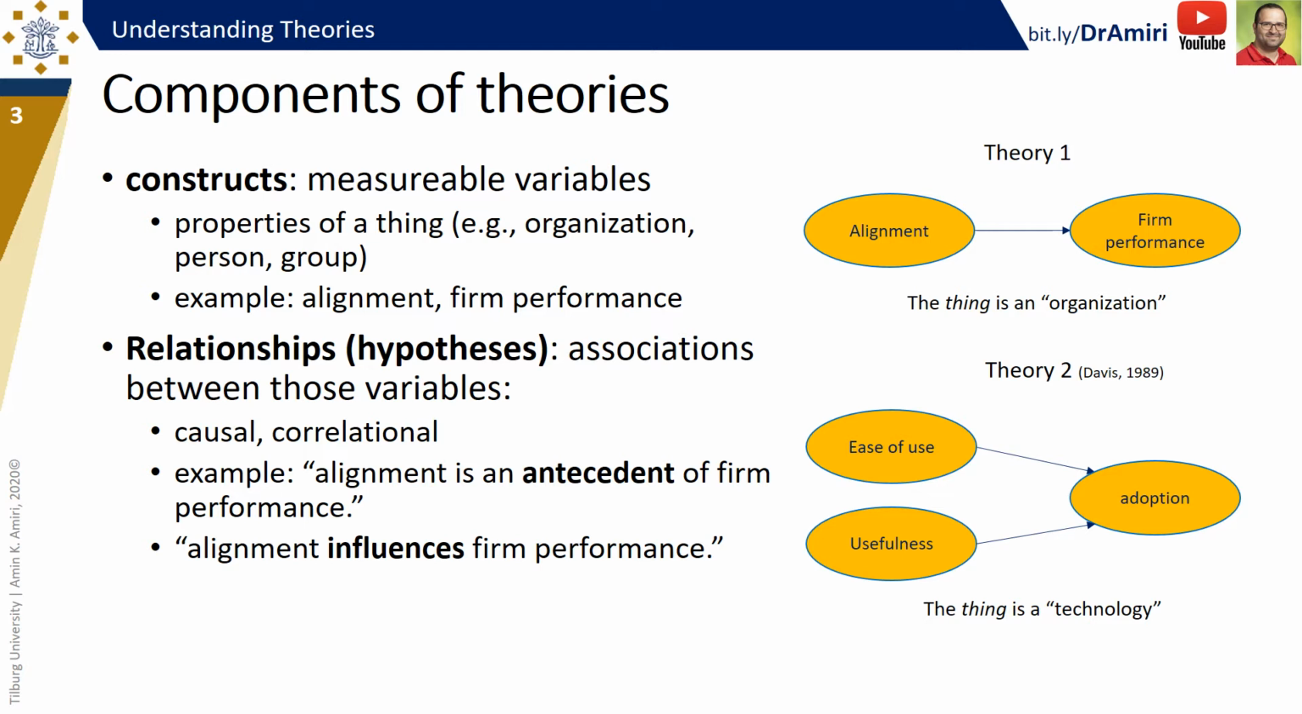In theory two, you see three constructs: ease of use, usefulness, and adoption. These are the properties of technology adoption, technology usefulness, and technology ease of use.